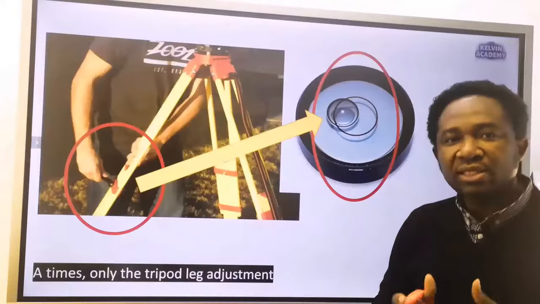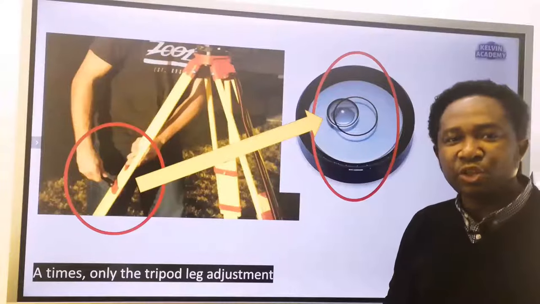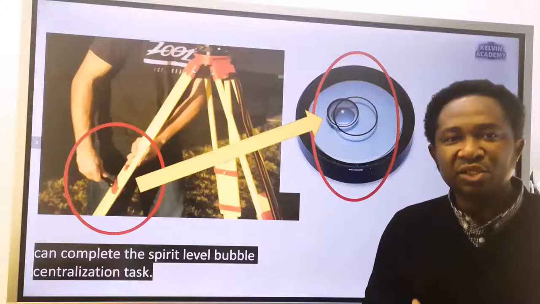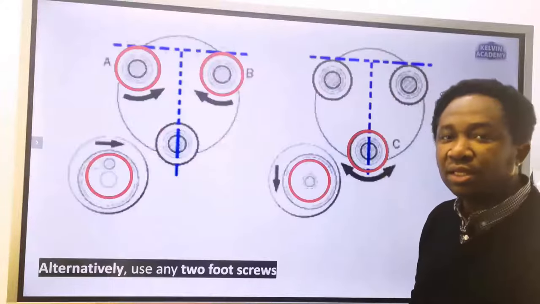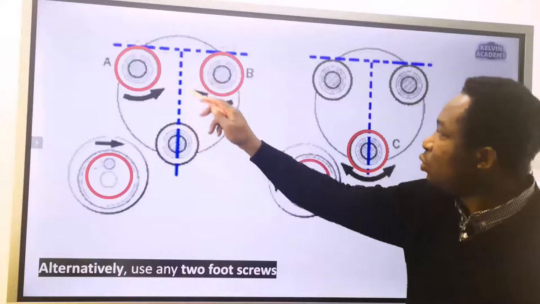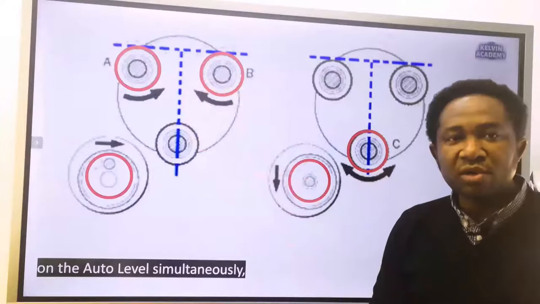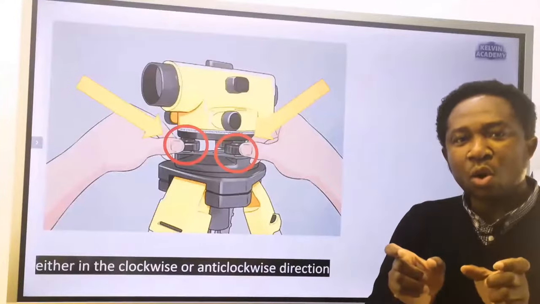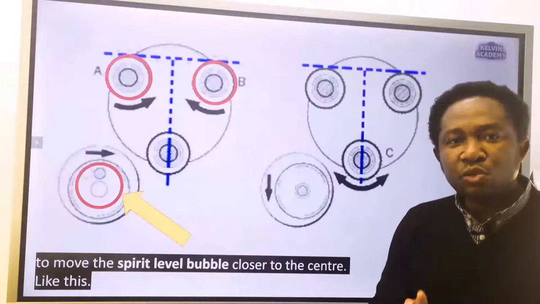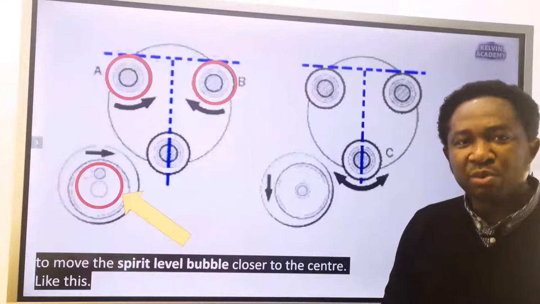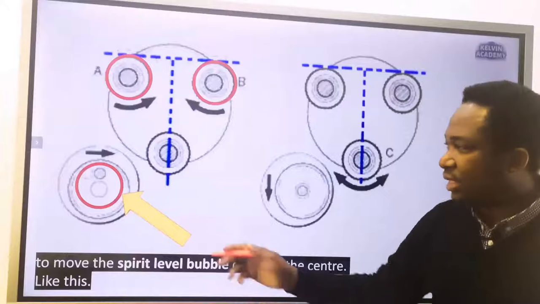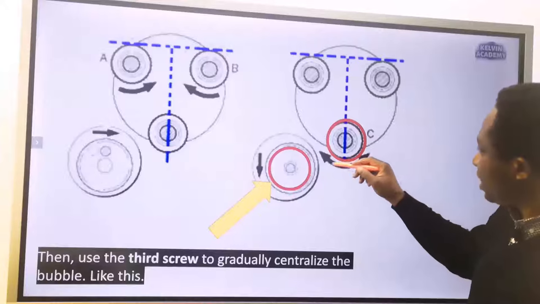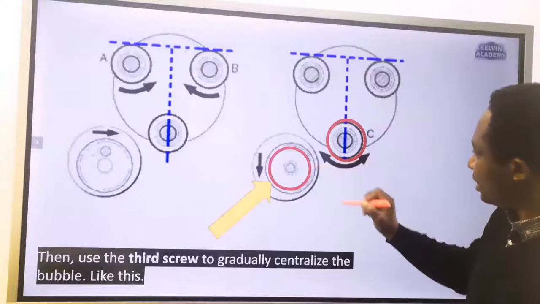At times, only the tripod leg adjustment can complete the spirit level bubble centralization task. Alternatively, use any 2 foot screws on the auto level simultaneously, either in the clockwise or anti-clockwise direction, to move the spirit level bubble closer to the center, like this. Then use the third screw to gradually centralize the bubble, like this.